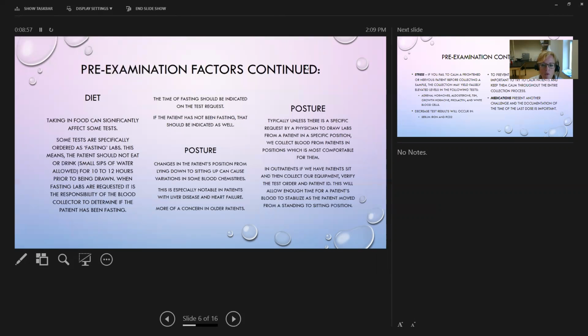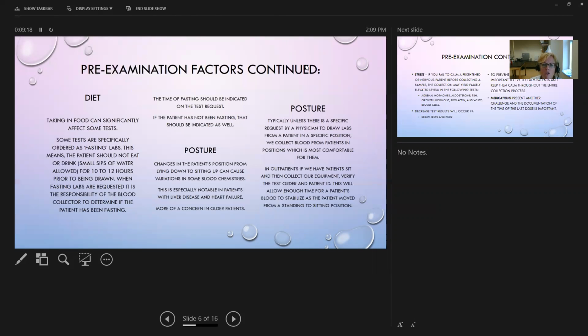Usually by the time you sit a patient down after standing, their blood will stabilize while you're getting your stuff together. For certain tests like cholesterol, they may have to sit 15 minutes before we draw their blood. And always remember to instruct the patient, because if you leave a patient sitting for 15 minutes and not tell them why, they are going to think that you've forgotten them.